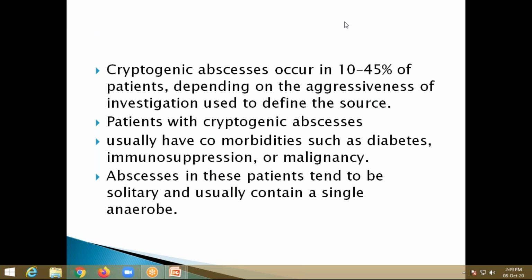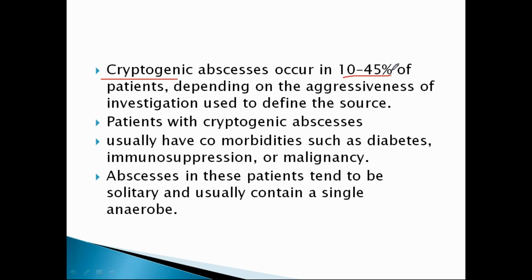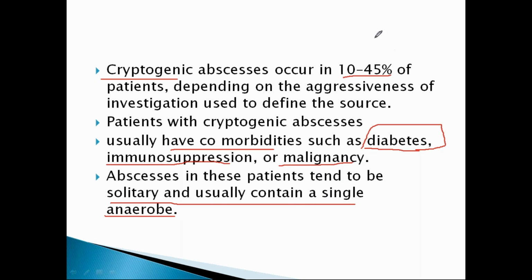Cryptogenic, the name itself suggests unknown causes. We cannot identify one definite source. Usually they have comorbidities. Diabetes is the most common culprit. Diabetes itself will cause immunosuppression. The abscess tends to be solitary and usually contains a single anaerobe if it is a cryptogenic abscess. If it is a biliary one, usually that is also anaerobic, enteric bacteria will be there. But if it is a septicemia-induced liver abscess, usually there will be multiple, because the hepatic artery is supplying multiple lobes.